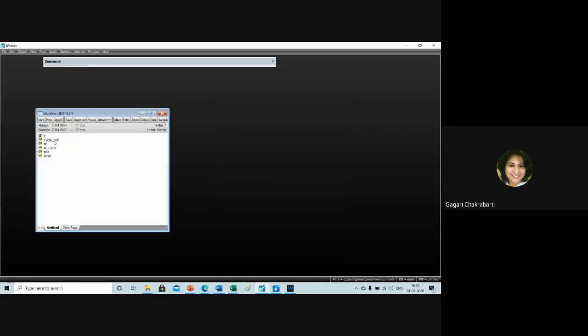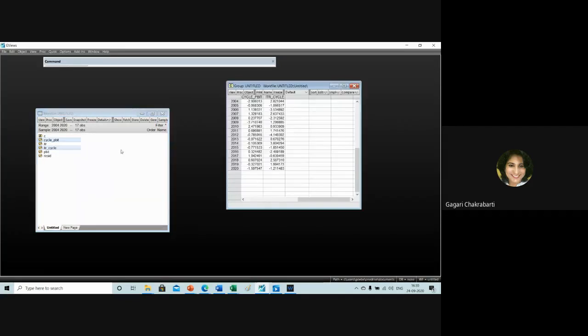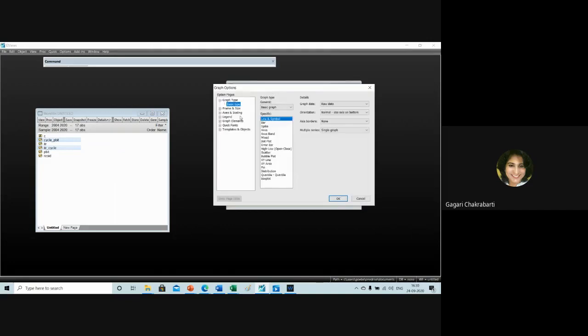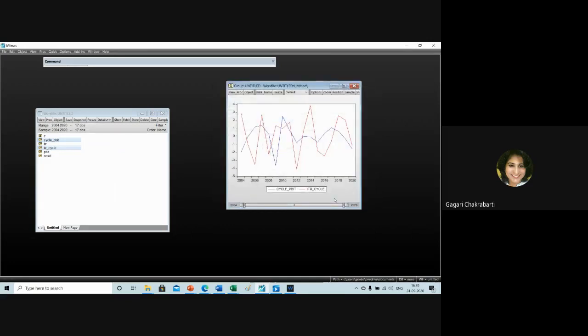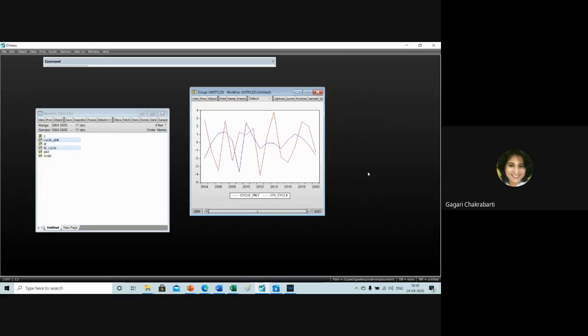So let's see. PBIT cycle and ITR cycle. We're opening these two as a group. So review it. Okay, so is there any relationship? Is there any relationship? What do you feel?